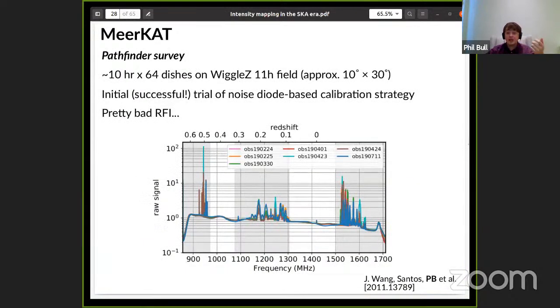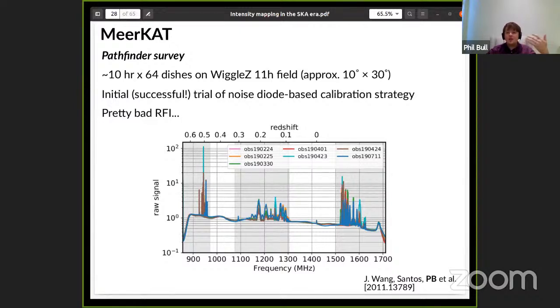So we recently put out a paper on this, led by Jingying Wang in Cape Town at the University of the Western Cape, but with many others, including some colleagues from Manchester, who I know some of you will have been in contact with. And this Pathfinder survey is about 10 hours of total data. So before we remove any nasty stuff, we've got about 10 hours of data on all 64 dishes in the array, used in the single dish mode.